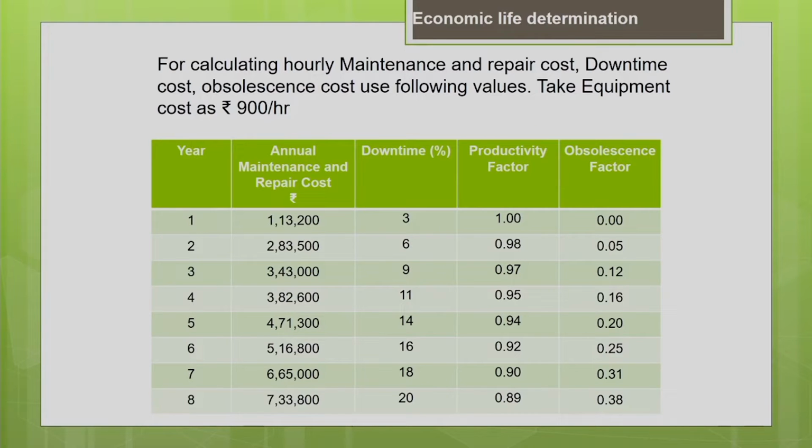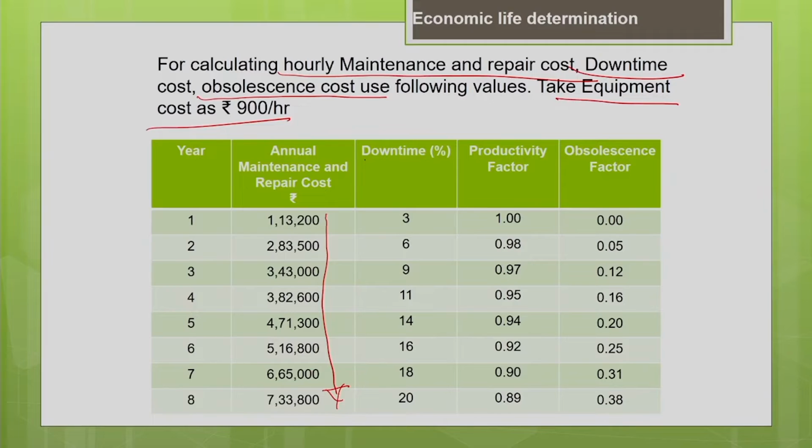So for calculating the hourly maintenance and repair cost, downtime cost, and the obsolescence cost of the machine, we have to use the following values. Okay, and the equipment cost is given approximately as rupees 900 per hour. Every year maintenance and repair cost is given for the entire useful life of the machine. You can see that the annual maintenance and repair cost is increasing with the age of the machine. As the age of the machine increases, the maintenance and repair cost increases.